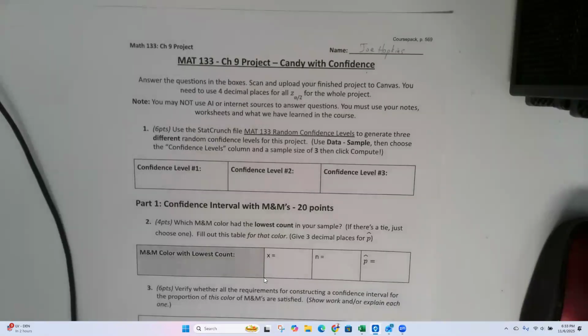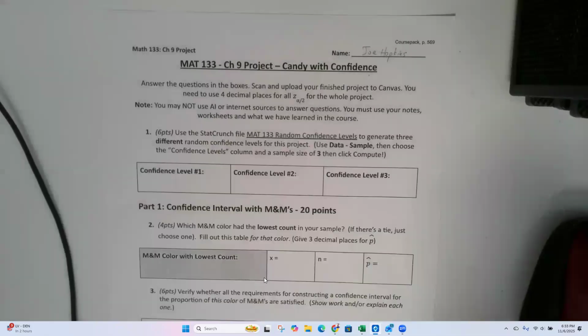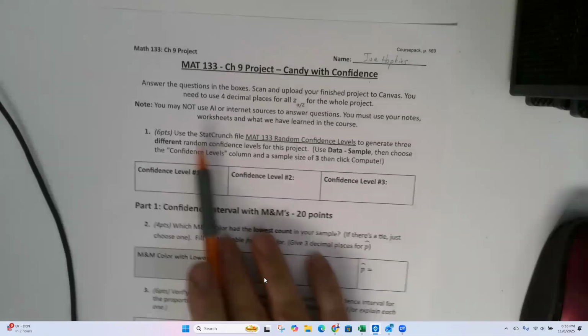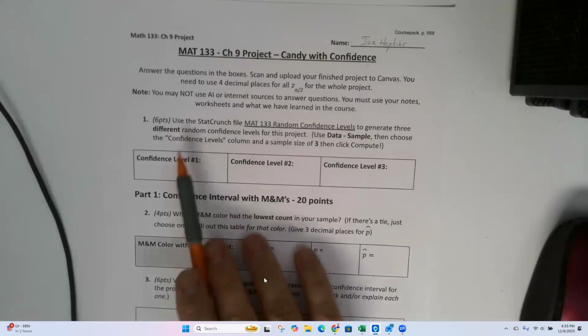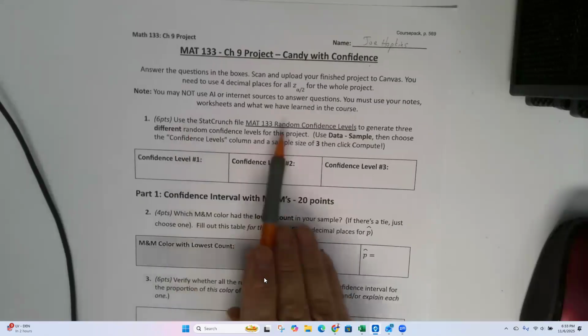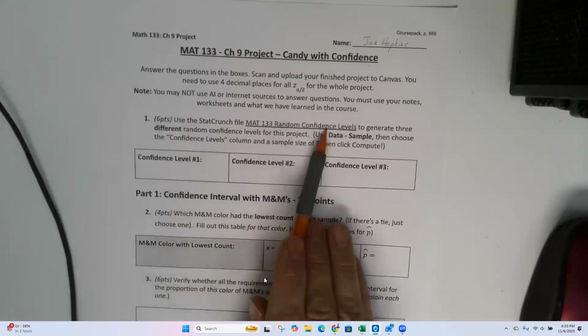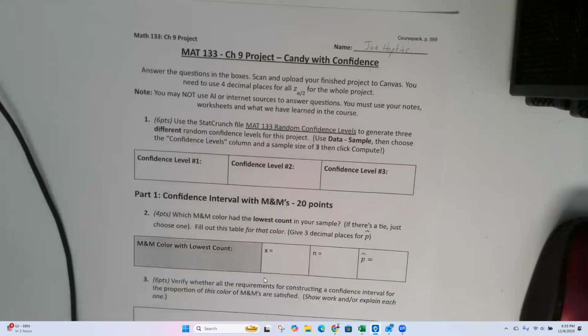Nice. Okay. So the first thing we're gonna do is get some confidence levels. So use the StatCrunch link to generate three different confidence levels for this project.